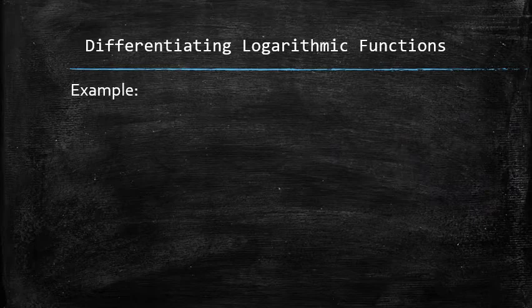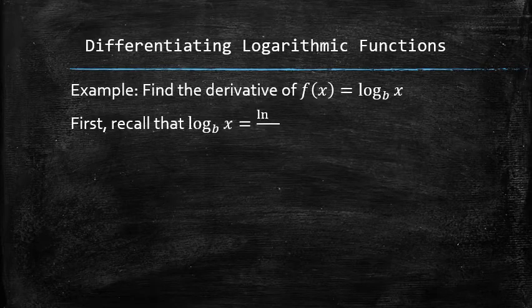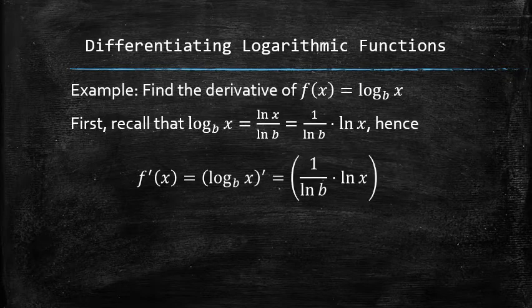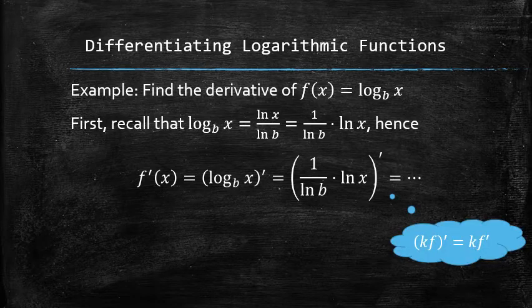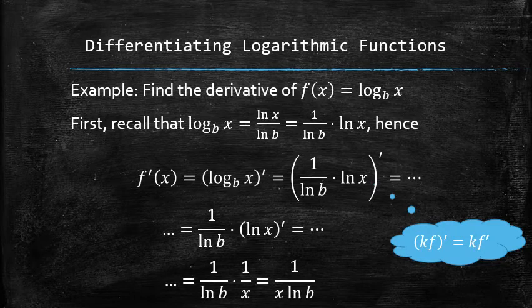Let's find the derivative of the logarithmic function with base b. First, we recall and apply the change of base formula to rewrite the function as a ratio of the natural logarithmic function and ln b. And then we start the process by recognizing that we have to find the derivative of the natural logarithmic function multiplied by a constant. So we apply the linearity rule, or simply factor out the constant. We get the final answer after plugging everything in and simplifying.